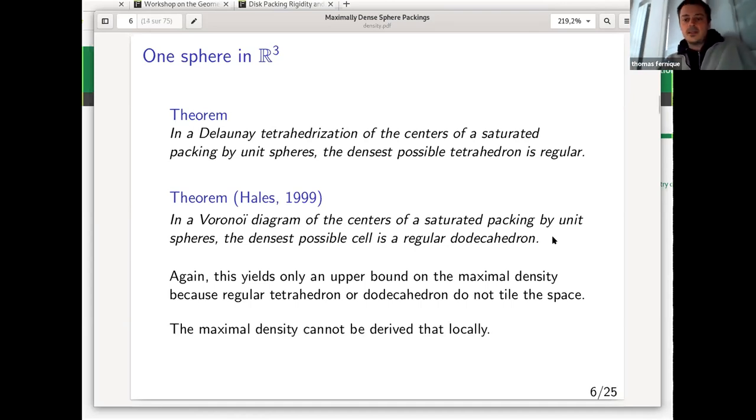So the main point I want to emphasize again is that for one sphere in R^3, the proof is not that local. You cannot just prove that the tetrahedron or the Voronoi cell is the densest one and then get your tight bound by tiling the space with this cell. You have to show that, maybe locally you can do better, but then you will have some problems. So it's impossible, and it's better not to do locally better in order to achieve the best density globally.